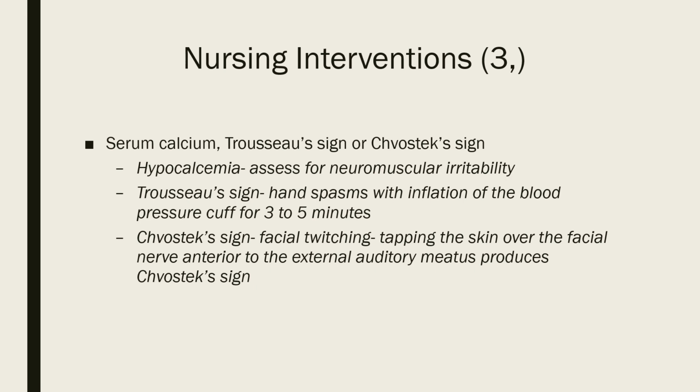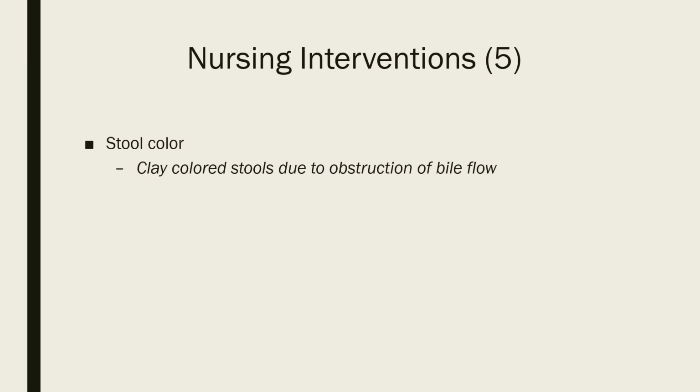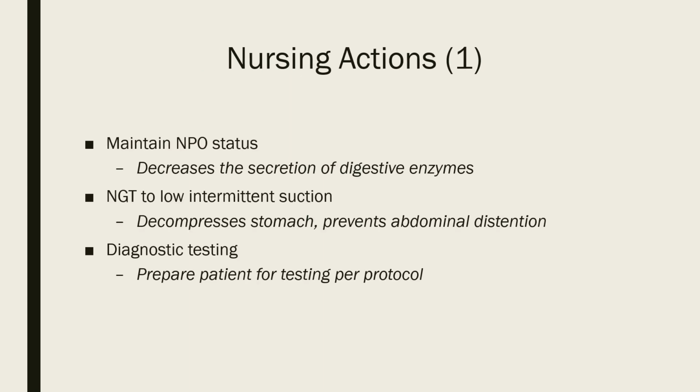And then Chvostek sign is facial twitching, and this is when you will tap the skin over the facial nerve anterior to the external auditory meatus. And the only person that I've ever seen assess for this has been a neurologist, and actually I have never seen the facial twitching. We are also going to monitor their stool color, and clay-colored stools will be present due to obstruction of bile flow.